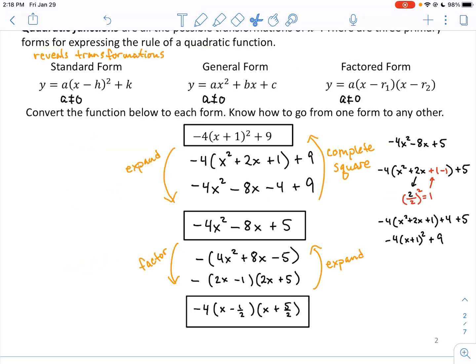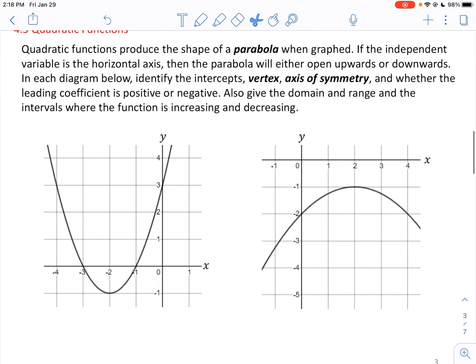You have to be comfortable moving back and forth pretty fluidly between all of these forms. They all have different uses when you're analyzing the quadratic function. Quadratic functions produce the shape of a parabola when graphed. If the independent variable is the horizontal axis, then the parabola will either open upwards or downwards. Now, it's possible to have functions of y where your parabolas are sideways, but if you're talking about a function of x and x is the horizontal axis, then when you graph a function of x that's quadratic, you will get a parabola opening up or down.